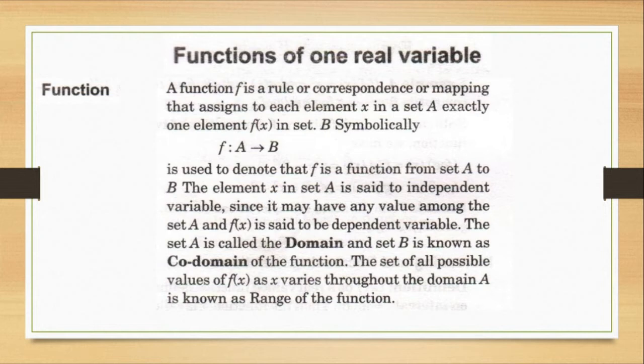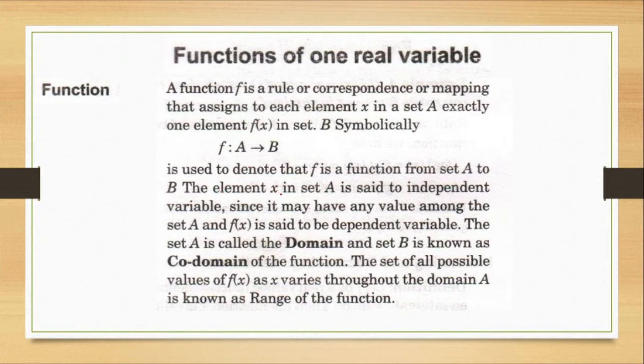A function f is a rule, correspondence or a mapping that assigns to each element x in a set A exactly one element f of x in set B. तो symbolically हम represent करेंगे f mapping from A to B is used to denote that f is a function from set A to set B.